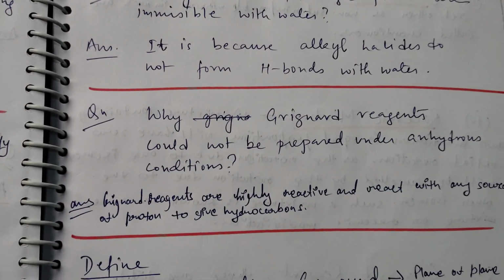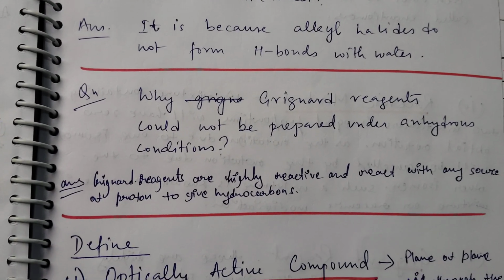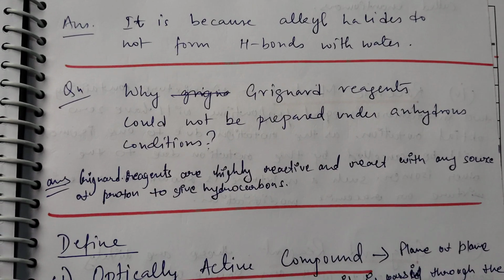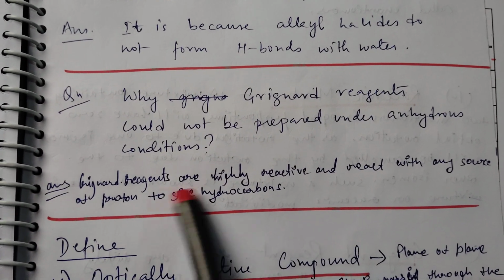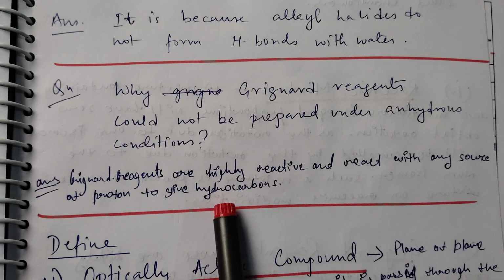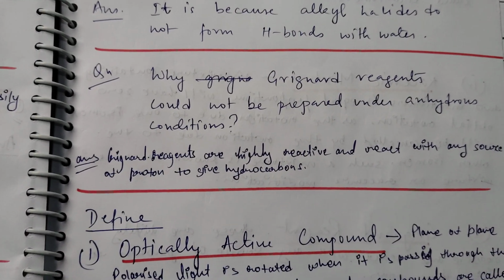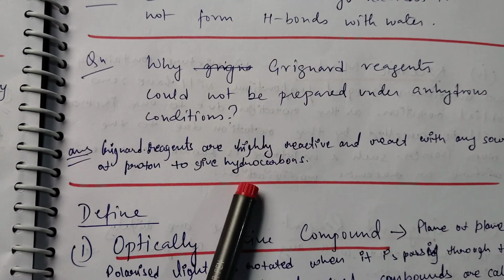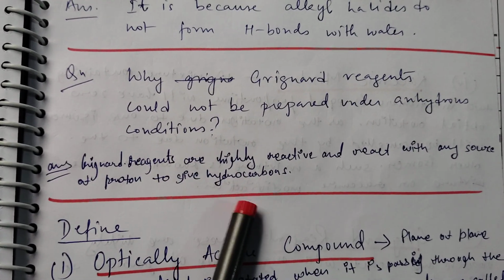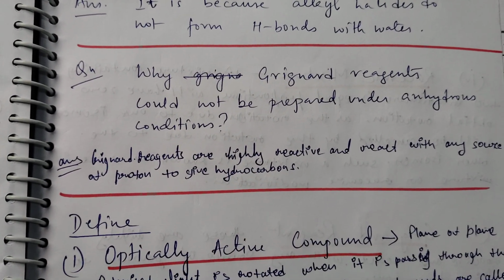Now, why must Grignard reagents be prepared under anhydrous conditions? Anhydrous means dry conditions. Grignard reagents are highly reactive and react with any source of proton to give hydrocarbons. If your desired product is hydrocarbons, then it is okay, but if you are preparing something else, then you must avoid it.